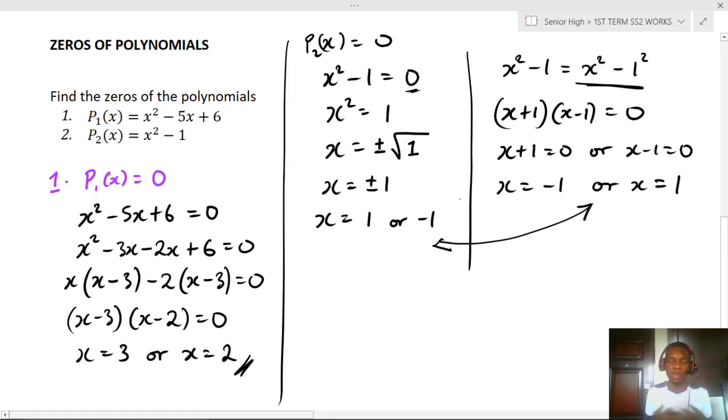So this is how to get the zeros of a polynomial. Always equate your polynomial to 0 and then solve it. So when we come back next time, we'll take more difficult questions, maybe even enter into the remainder theorem, and I think you'll enjoy this topic. So see you in the next video.